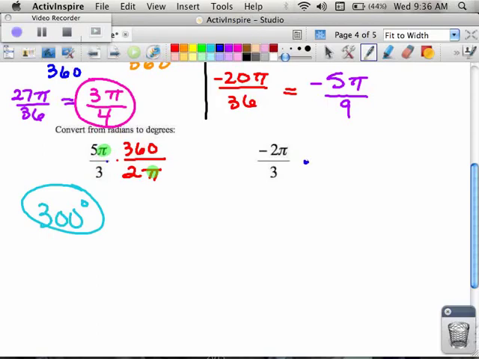Last one on this page, multiplied by 360 all over 2 pi. Holy moly, double bonus. Reminds me of the song, 2 pi don't bother me. I see 360 divided by 3. That's 120. And then don't forget about the negative sign. You're done. Negative 120 degrees.